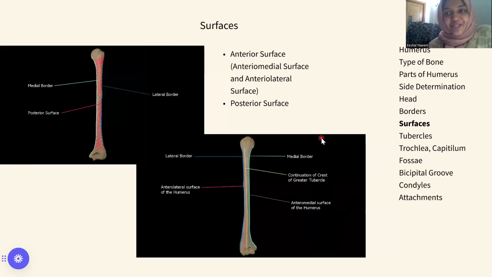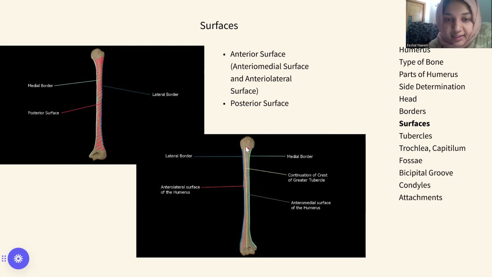Now we'll do the surfaces of the humerus, right? When you talk about borders, borders will always divide a bone into surfaces. Now, first of all, the humerus has 3 primary surfaces. First, we'll see the anterior surface. The anterior surface is further divided into 2 surfaces, as we studied before, an anterior medial surface and an anterior lateral surface. We can even appreciate that in these images, because I don't think the surfaces will be very easily demarcated on the bone I'm holding.